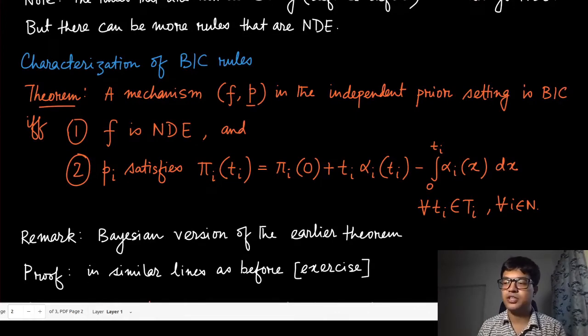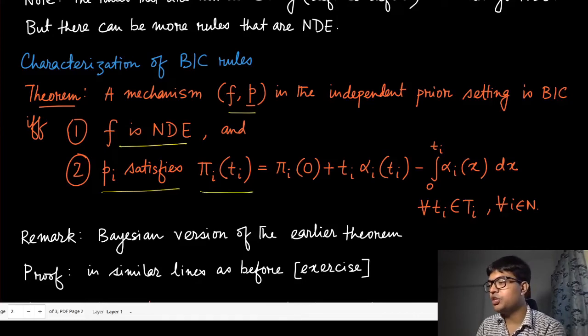Okay, so let's first discuss the characterization result, which is very similar to Myerson's characterization of DSIC mechanisms. Here we are trying to do the characterization of BIC mechanisms. The result goes as follows. This mechanism f comma p, in the independent prior setting, which is what we are looking at, is BIC if and only if two conditions hold, and those conditions are very much analogous to the DSIC conditions. f is non-decreasing in expectation, and also the payment formula satisfies an integral formula, which is very similar.